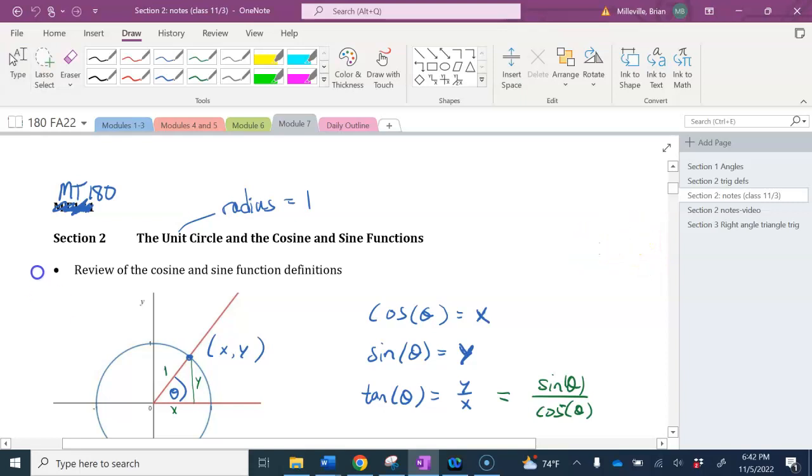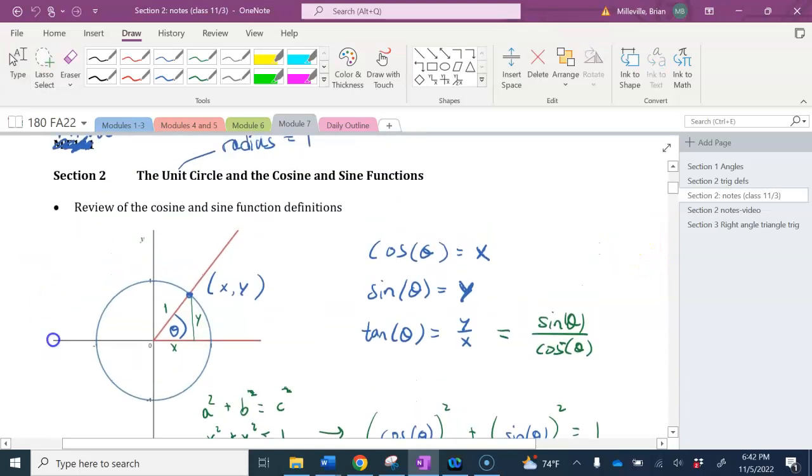Remember, what we're looking at is we have an angle drawn, in red here, and we're looking for where the terminal side intersects the unit circle. If we draw it in standard position with the initial side on the x-axis and the terminal side wherever it lands, then cosine of the angle theta is the x-coordinate, sine of the angle theta is the y-coordinate, and tangent is the ratio of sine over cosine, or y over x.